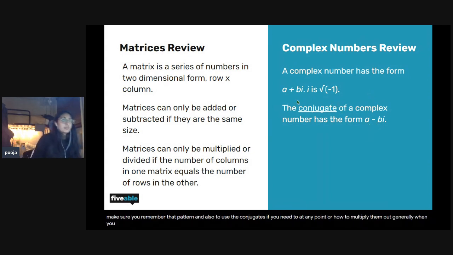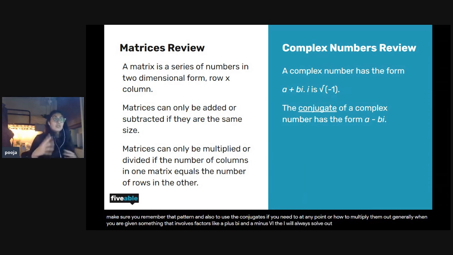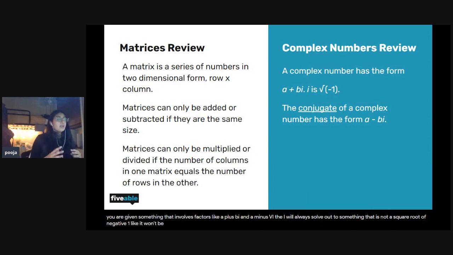Generally, when you are given something that involves factors like a plus bi and a minus bi, the i will always solve out to something that is not a square root of -1. Like, it won't be that kind of a weird answer. It'll probably round up.